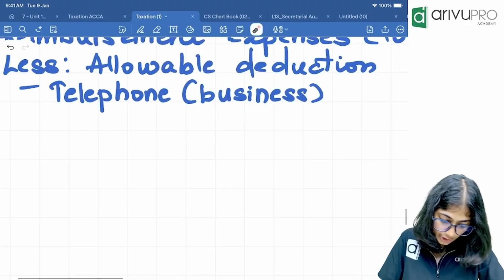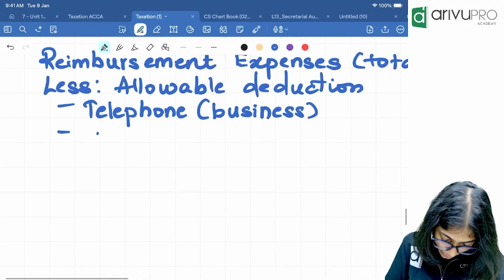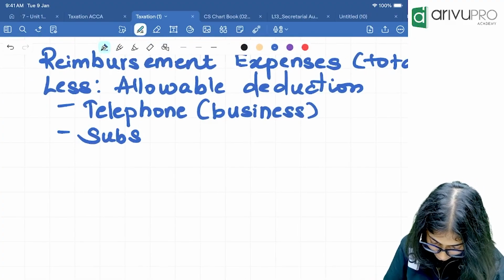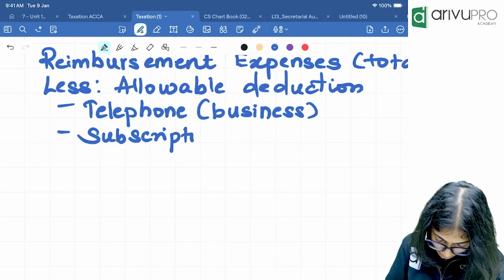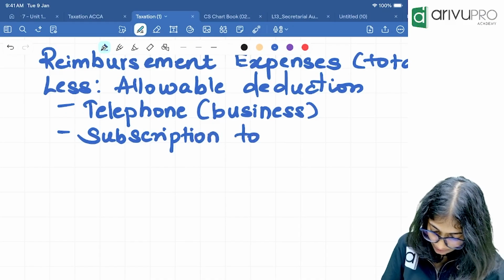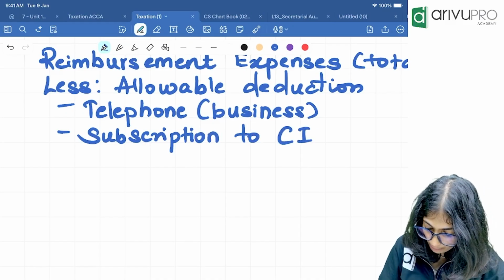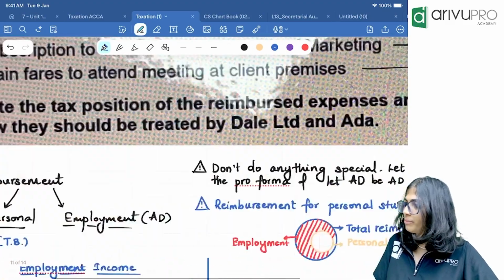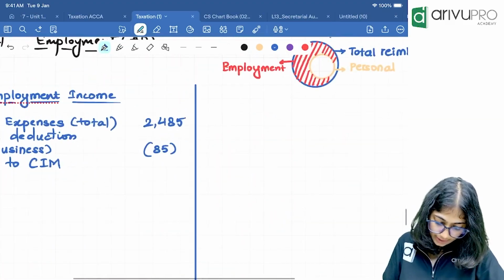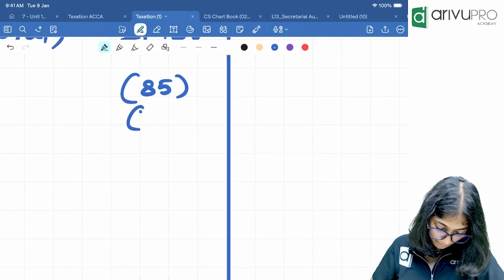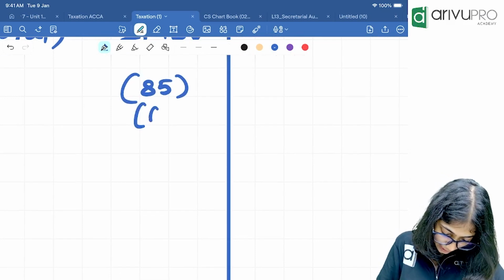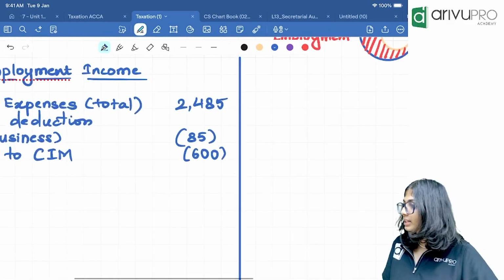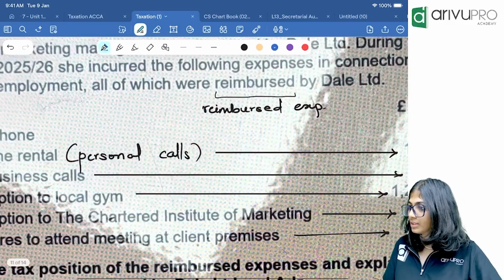So I'm just going to write here subscription to professional body. Subscription to Chartered Institute of Marketing, CIM. Okay. Out of this, 600 pounds. Damn, that's a lot of money. 600 pounds is an allowable deduction. You put it here. Alright.